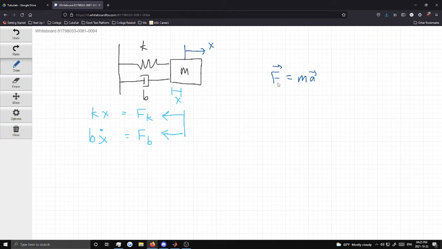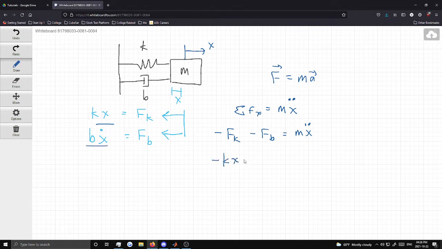So if we combine this with Newton's second law, we get the sum of the forces in the x direction equals mass times acceleration, while acceleration is the second derivative of x. The sum of the forces, well, we have negative Fk, negative Fb, is equal to m x double dot. Substituting in these two expressions, we have negative kx minus b x dot equals m x double dot.